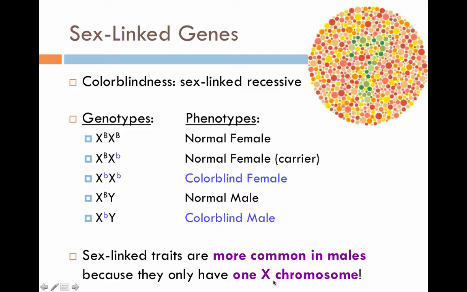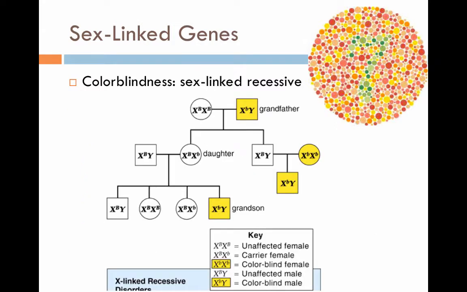So because they only have one X, it is way more common for men to have hemophilia, color blindness, muscular dystrophy, all the sex-linked gene disorders. Here's an example of a pedigree or a family tree that's showing the color blindness in this family. Notice the grandfather is colorblind. Down here, this woman is colorblind. Their son is colorblind. And in this case, the grandson is colorblind as well.